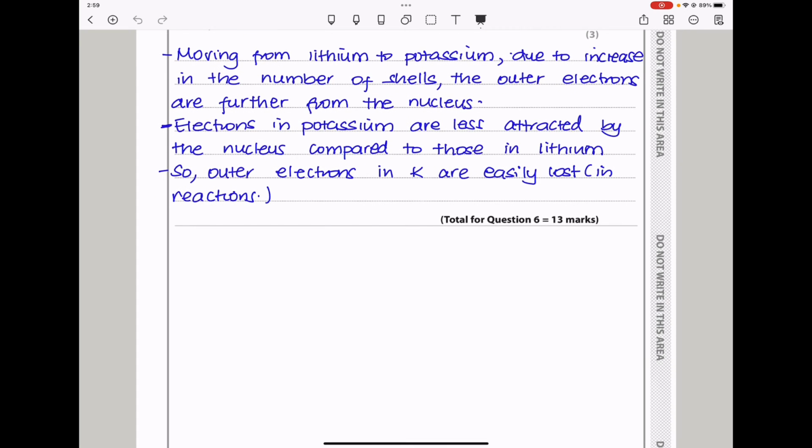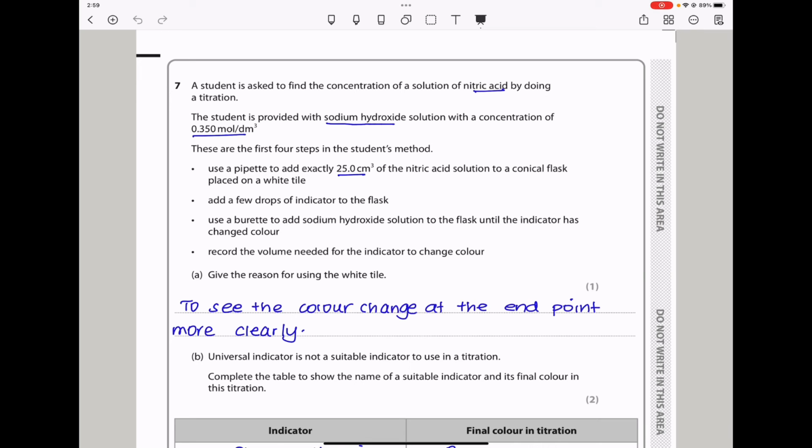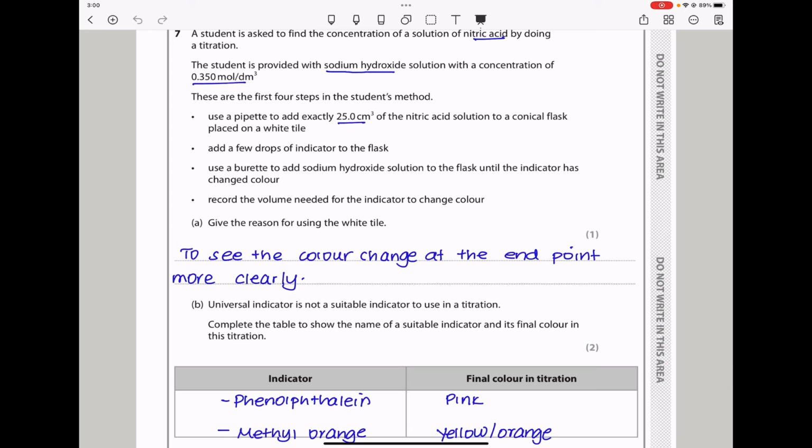Let's continue to question 7. Question 7. A student is asked to find the concentration of a solution of nitric acid by doing a titration. The student is provided with sodium hydroxide solution with a concentration of 0.350 mol per decimeter cubed. These are the first 4 steps in the student's method. Use a pipette to add exactly 25 centimeters cubed of the nitric acid solution to a conical flask placed on a white tile, and then add a few drops of the indicator to the flask. And then use a burette to add sodium hydroxide solution to the flask until the indicator has changed color. Then record the volume needed for the indicator to change color.